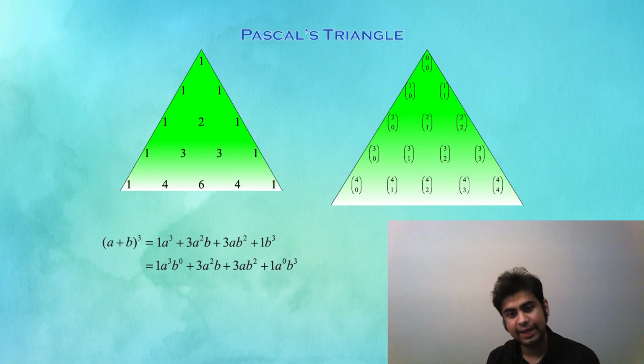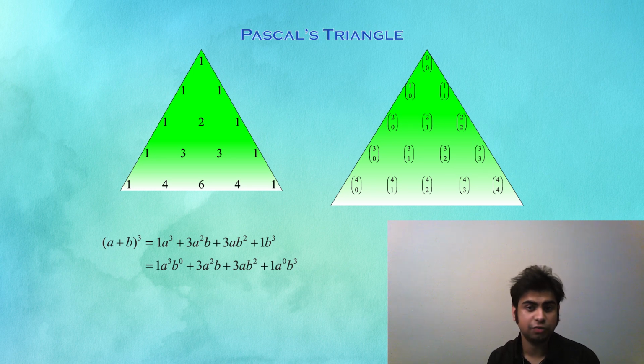Wow, that was quite a lot. But with this information you can expand (a plus b) raised to any natural number power. A couple of facts for you to remember. For each term, the power of a plus the power of b is equal to what you raise the binomial to. As you can see, 3 plus 0 is 3, 2 plus 1 is 3, 1 plus 2 is 3, and finally 0 plus 3 is also 3.